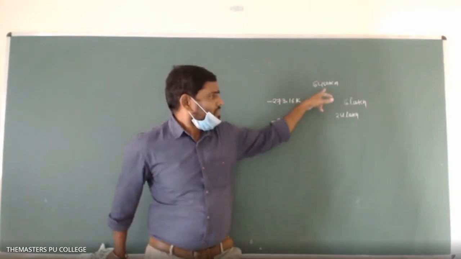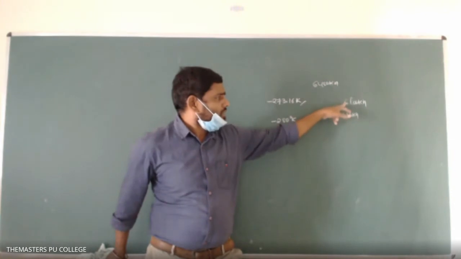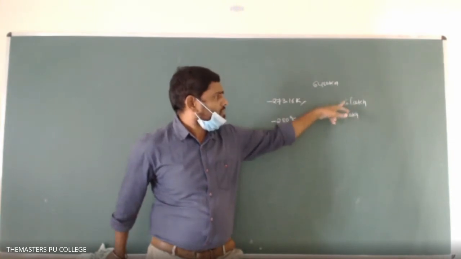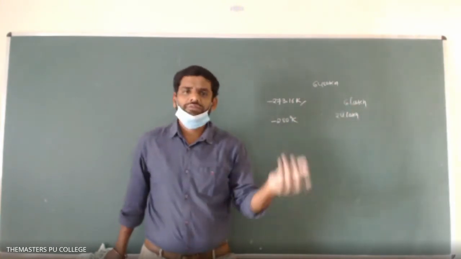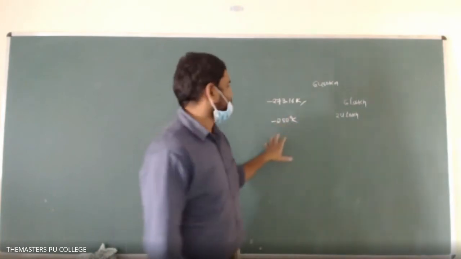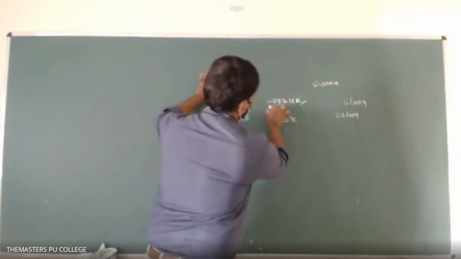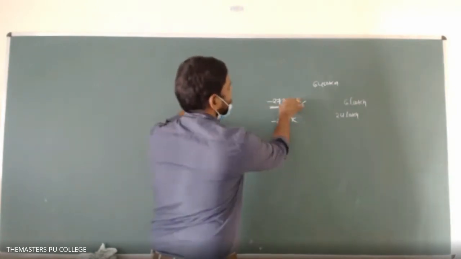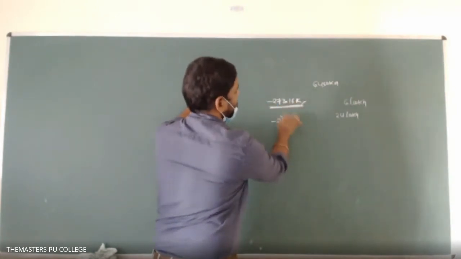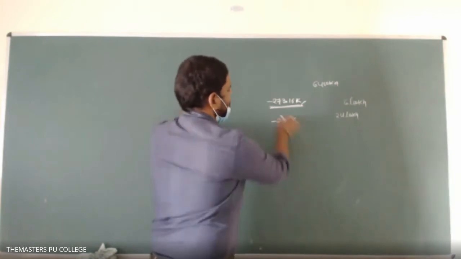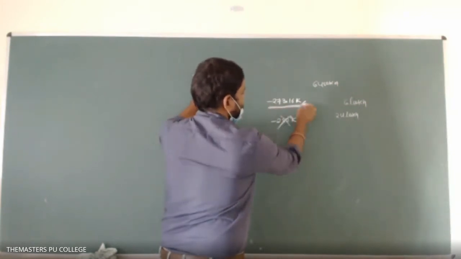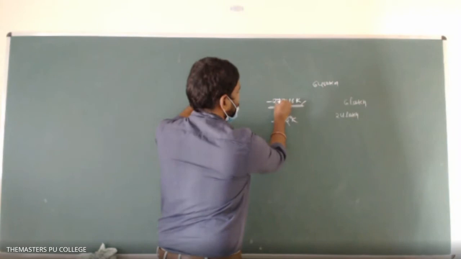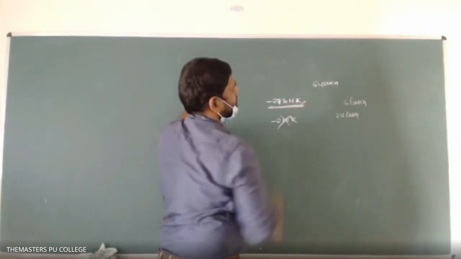So guys, there is no limit of the highest attainable temperature. Depending upon the situation, the temperature will be at a different level. But the least value of the temperature is minus 273.16 Kelvin. So lower than this, it is not possible. This does not exist. The least value of the temperature that can exist is minus 273.16 Kelvin.